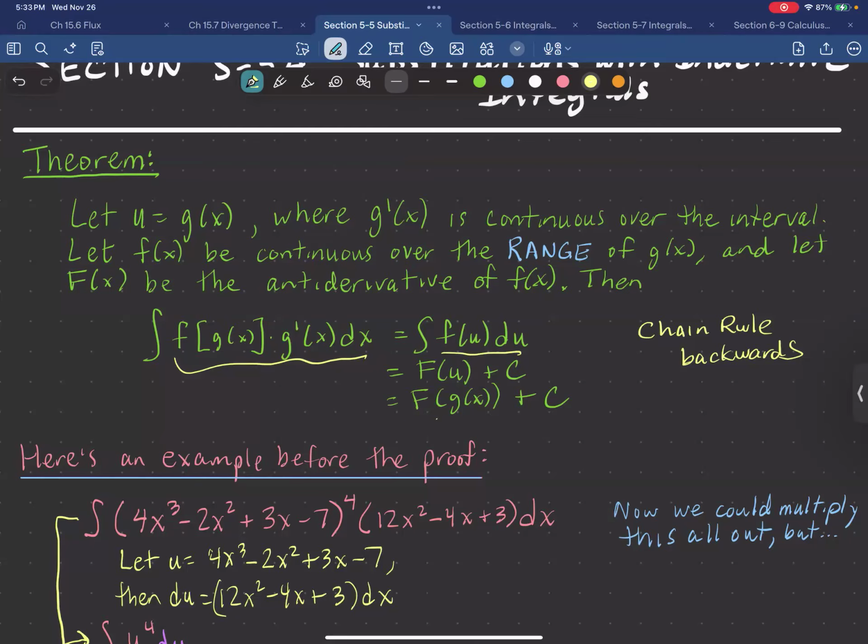It works backwards. The idea is we need to pick the right g of x so that we'll clean up the integral and make it nice and easy to integrate. This needs to be easy to integrate.